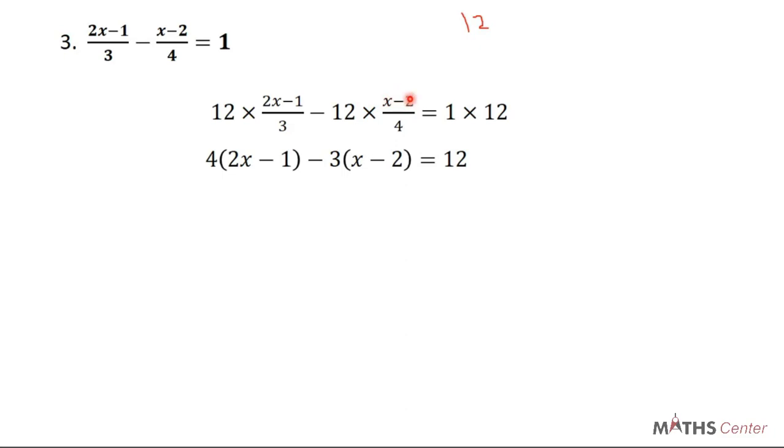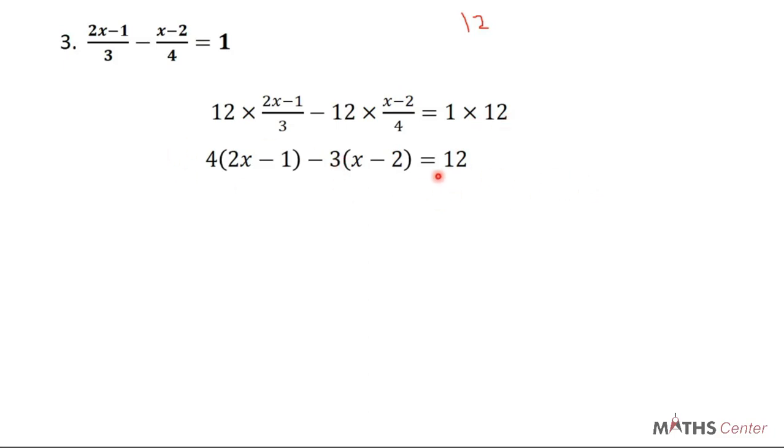But because we have what we have here, which is x minus 2, a binomial, you are going to put that in a bracket. A binomial is an expression with two terms. So because we have x and minus 2, this is a binomial, you put that in a bracket. When you come here, you have 1 times 12, which is 12. So we have a bracket here.